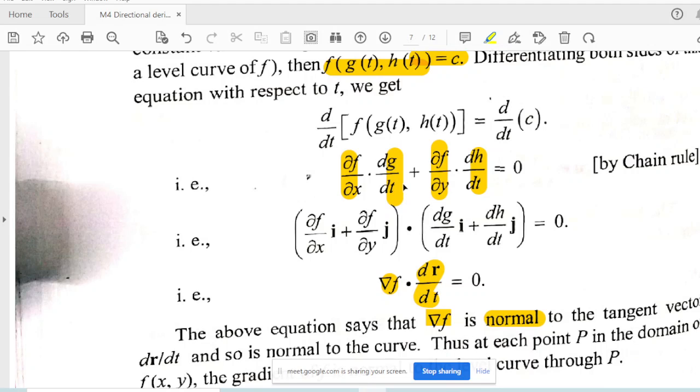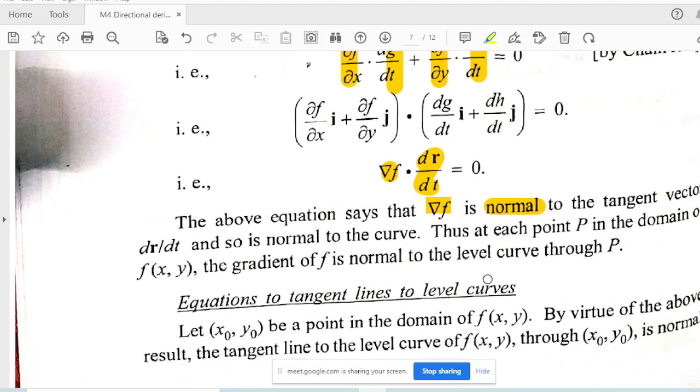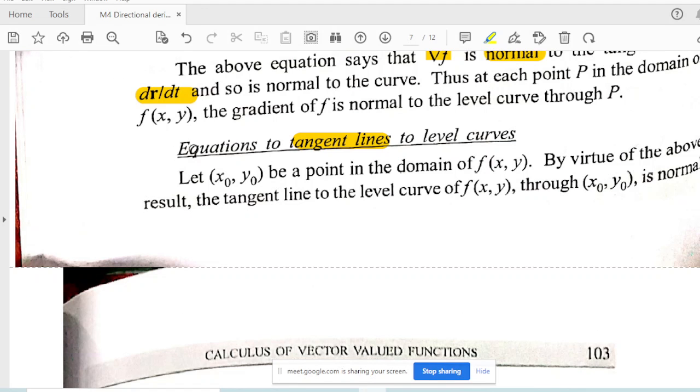is equal to 0. Now this can be written as dot product of two vectors, dou f by dou x i cap plus dou f by dou y j cap dot dg by dt i cap plus dh by dt j cap is equal to 0. So we are getting that dot product of gradient of f and tangent vector is equal to 0. So from here we can get that del f is normal to the tangent vector dr by dt. Next we are going to see how we can write the equations of tangent lines to level curve.